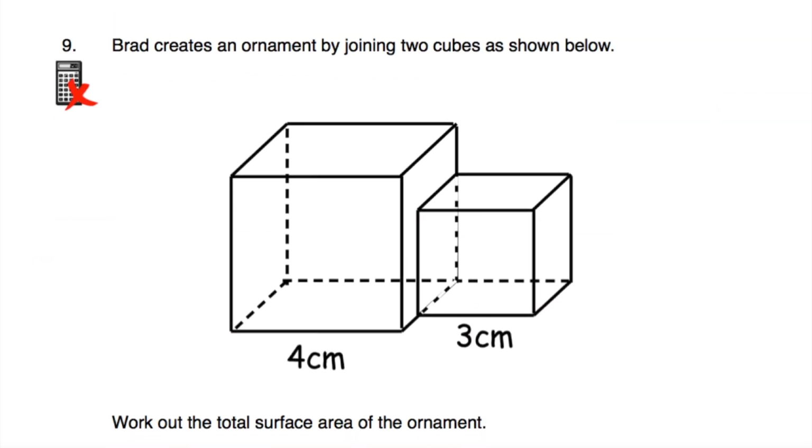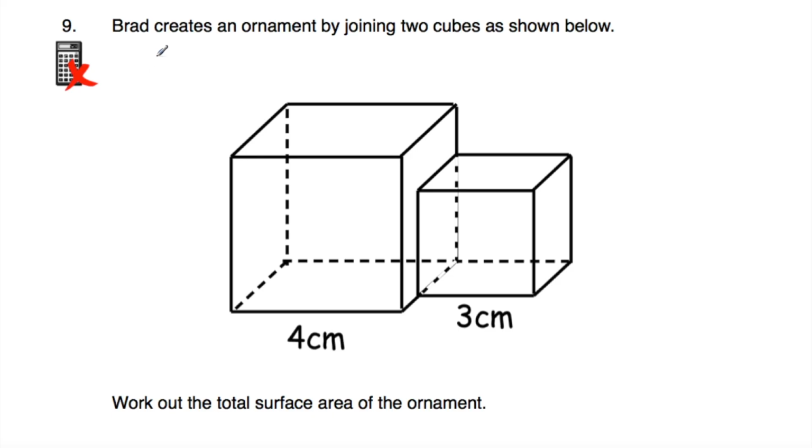Okay, let's have a look at our next question, question number 9. Question number 9 says, Brad creates an ornament by joining 2 cubes as shown. So he's got these 2 cubes and he's joined them. And we've been asked to work out the total surface area of the ornament. So we want to find the area of all the faces.